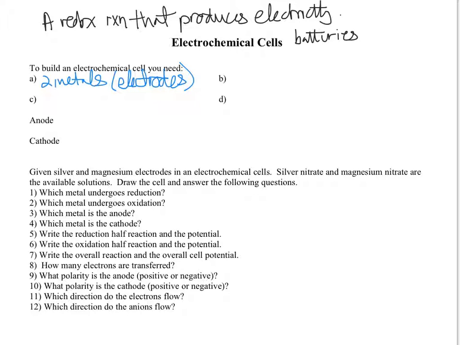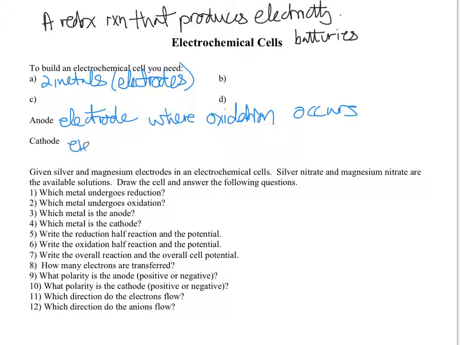Your electrodes, one of them is called the anode and the other one is called the cathode. The anode is the electrode where oxidation occurs. The cathode is the electrode where reduction occurs.